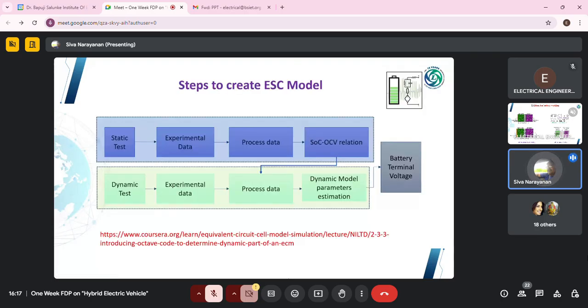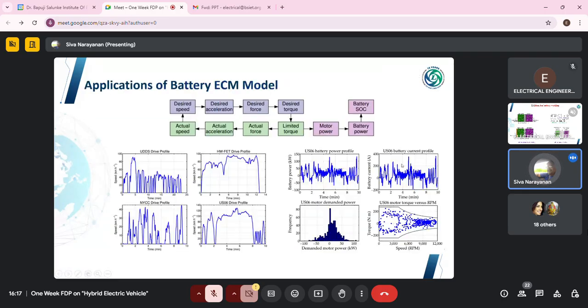So finally, first you have to perform the static test, and from the static test you have to form the SOC OCV data. Then you have to do the dynamic test, and from that you form the dynamic model parameters. These two put together form the battery terminal voltage. So what is the application of this battery model? At last, you are going to give it to an electric vehicle, and from the electric vehicle you will be able to find how much distance my vehicle can travel.